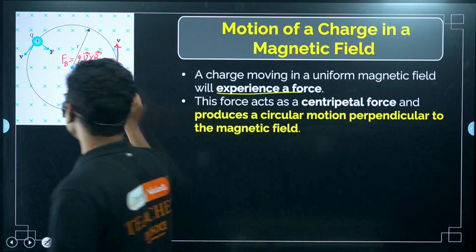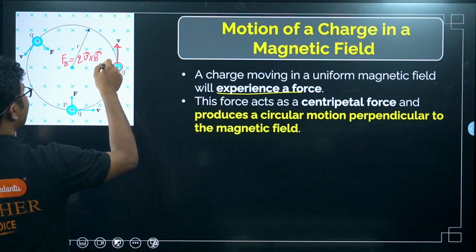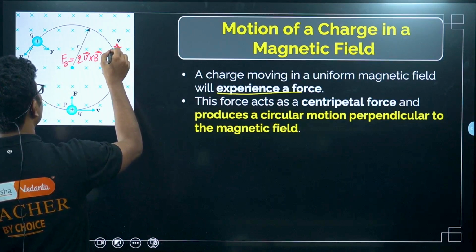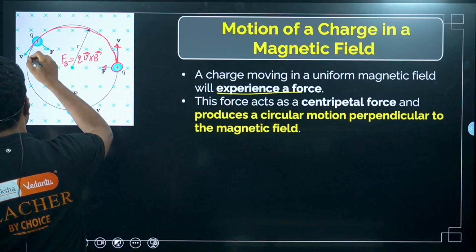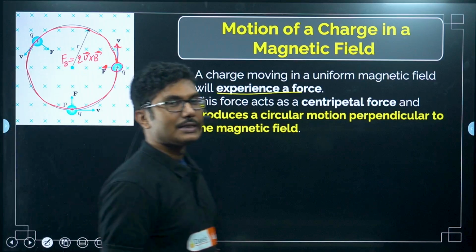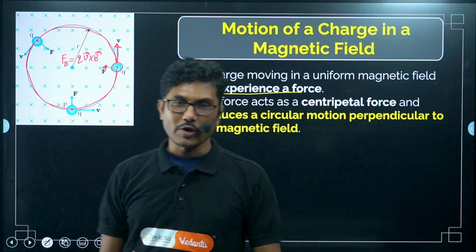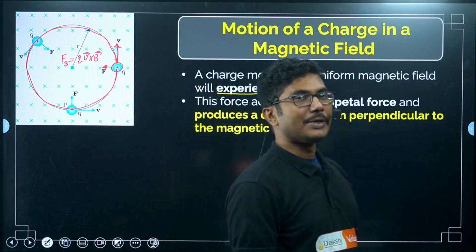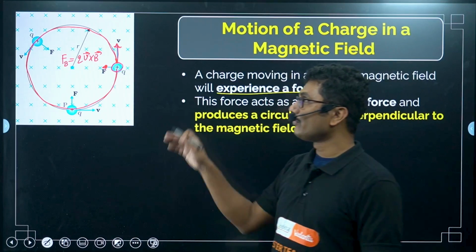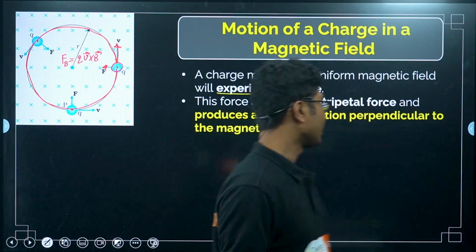The force is basically in this direction, and as V and F are acting like this, as it is moving, it will start moving in a circular path. This force is basically providing the required centripetal force. We know that whenever there is a circular motion, someone has to provide the centripetal force. It can be tension, it can be gravitation. In this case, it is the magnetic force. The magnetic force is providing the centripetal force required for circular motion.